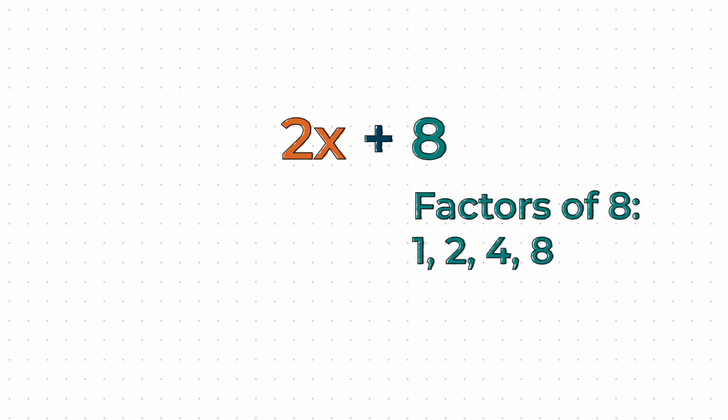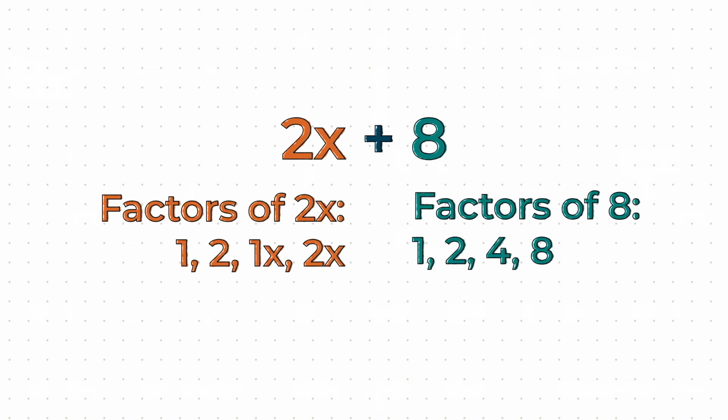So going back to our expression 2x plus 8, between the factors of 8 and all the factors of the term 2x, which factors are common between these two sets of factors? The number 1, of course, and the number 2. Therefore, the highest common factor between 2x and 8 is the number 2.